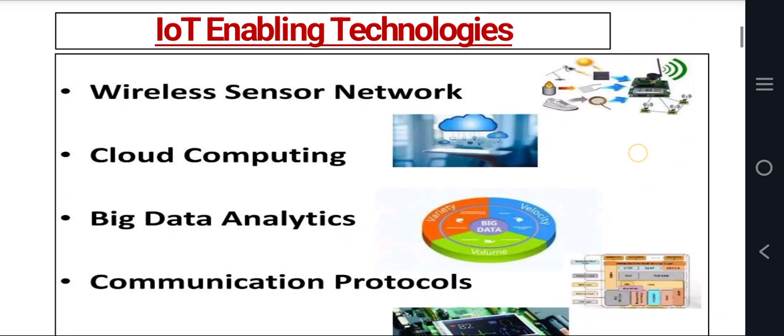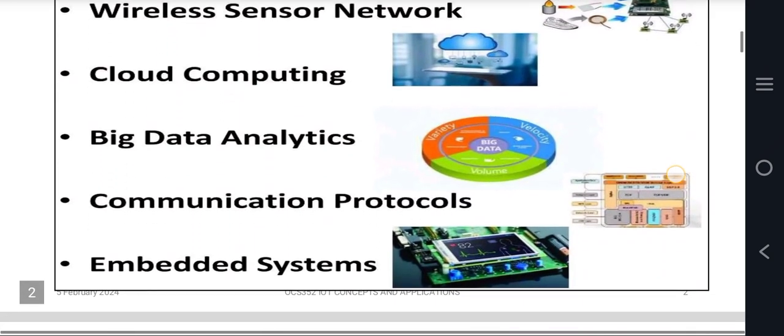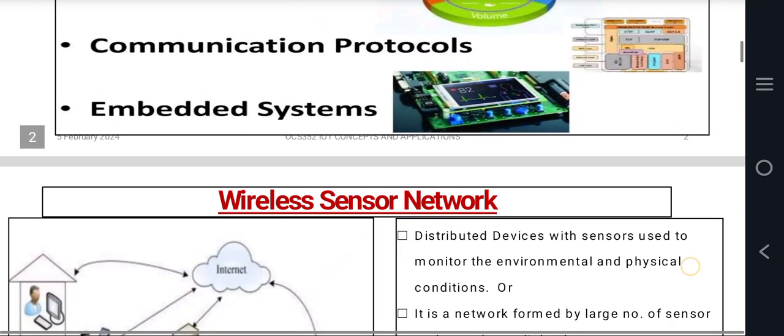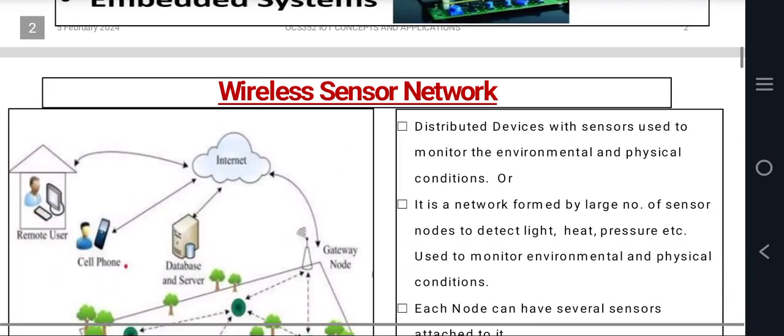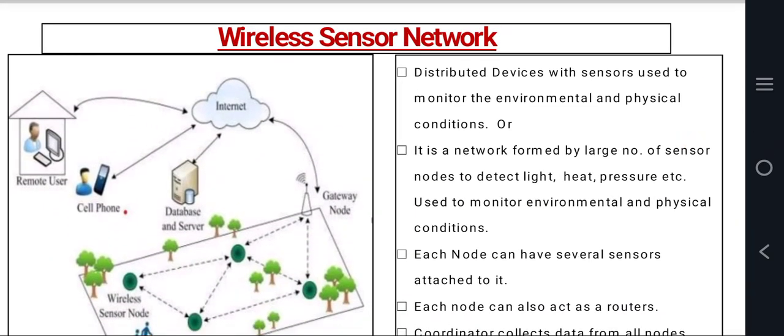Second topic in the IoT subject is IoT enabling technologies. It consists of wireless sensor network, cloud computing, big data analytics, communication protocol, and embedded system. Wireless sensor network is a distributed set of devices with sensors used to monitor environmental as well as physical conditions.